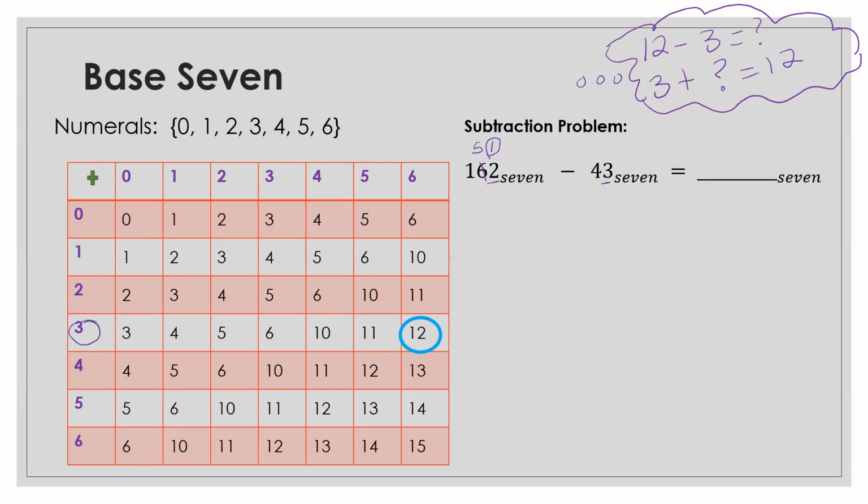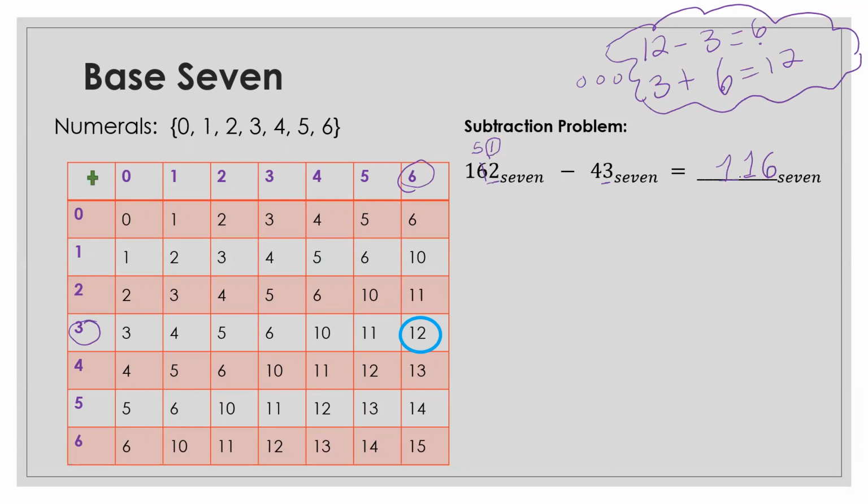3 plus 6 will give me 1, 2. Therefore, 1, 2 minus 3 is 6, because 6 plus 3 is 1, 2. So this is 6. And then in the second level, 5 minus 4 is 1. In the third level, 1 minus none is still 1.